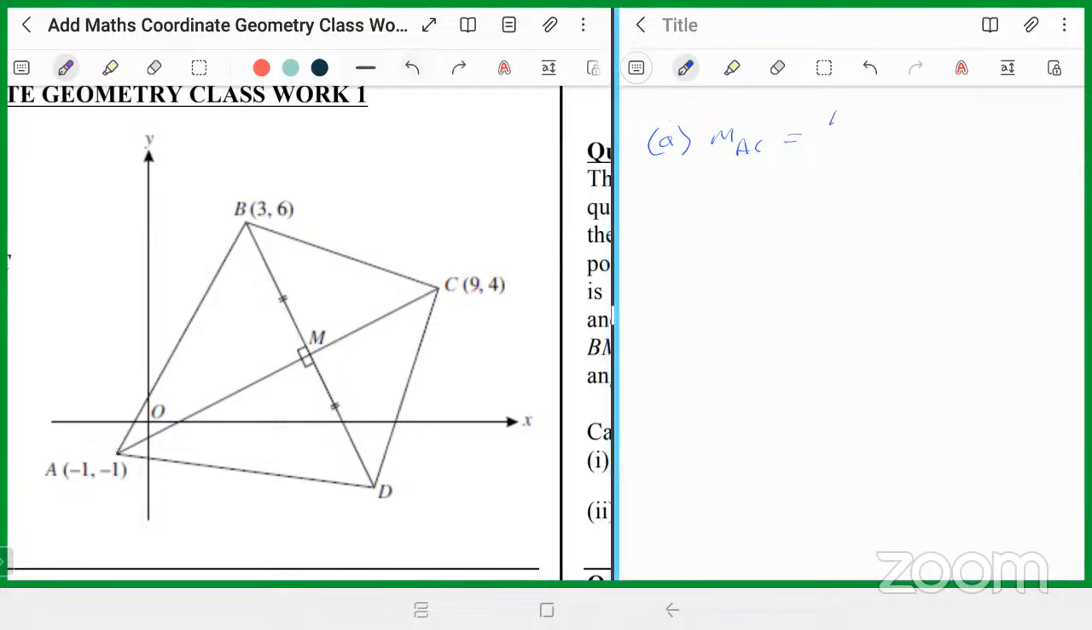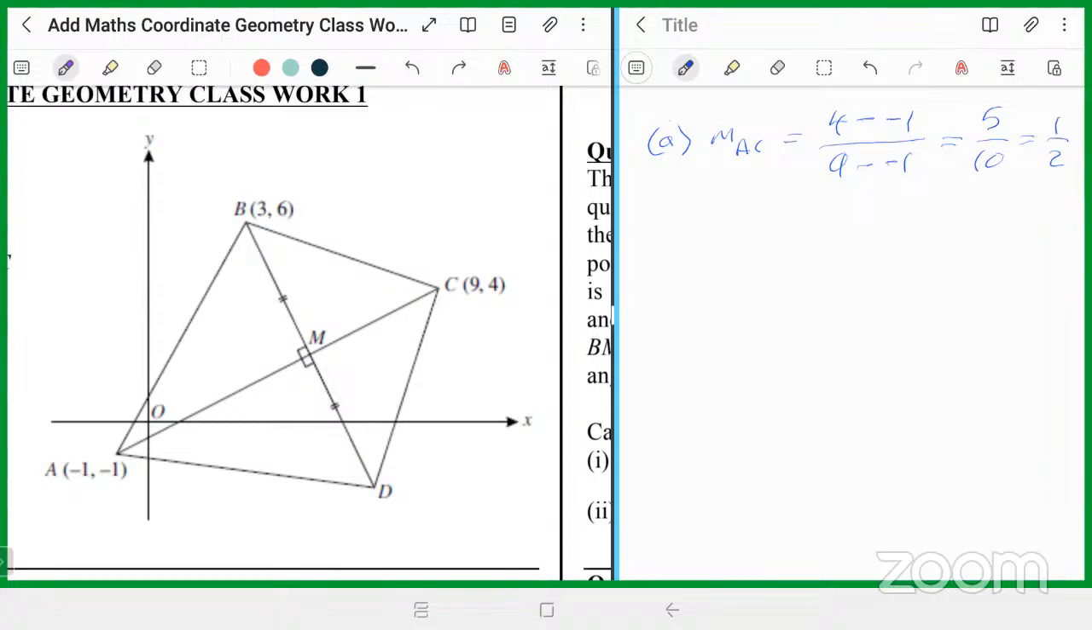So it's going to be 4 minus this y value, which is -1, over this x value minus this x value. That's going to be 9 minus -1. Again, this minus is a plus, so that becomes 5. This minus is a plus again, 9 and 1 is 10. So that gradient is a half. The gradient of AC is a half.